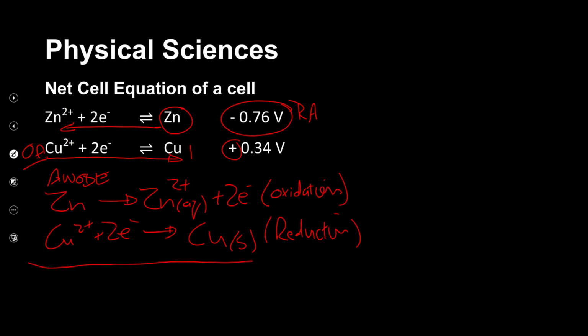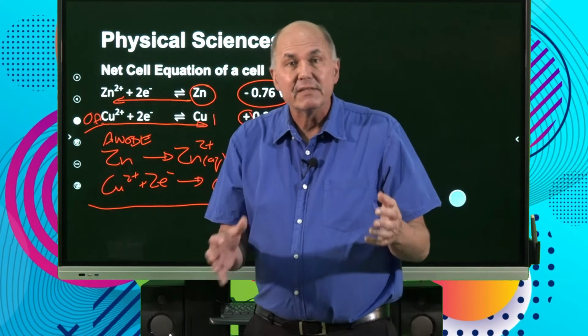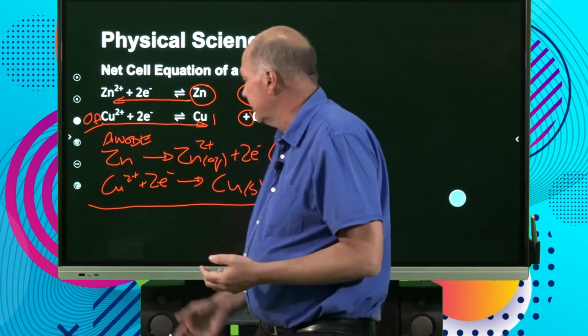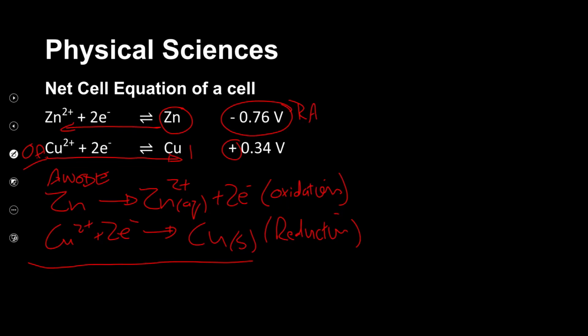Now, when we write the overall net reaction of a cell, we must make sure the electrons cancel out. In this case, you can see quite clearly you've got 2 electrons that are gained there and 2 electrons that are lost, so there's no need to cancel them out. But what's important is to indicate the phase. Please make sure that you write the phases in, and when you write the net reaction, you're adding those together.